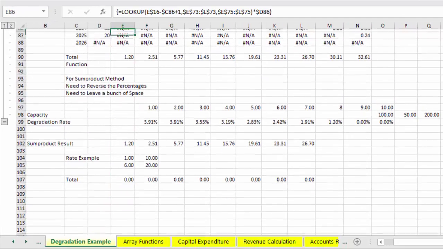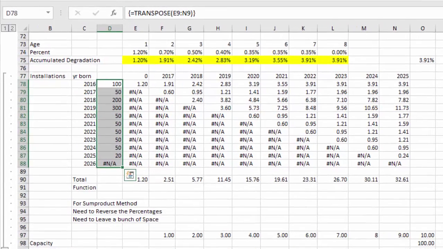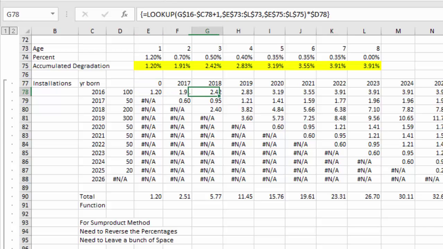If you looked at the last video, we said, okay, here's a problem with a portfolio, in this case a portfolio of rooftops. We have expenditures occurring each year, and then we have some degradation that changes as the plant ages. That's the accumulated degradation percent, and this is the degradation by vintage by year.